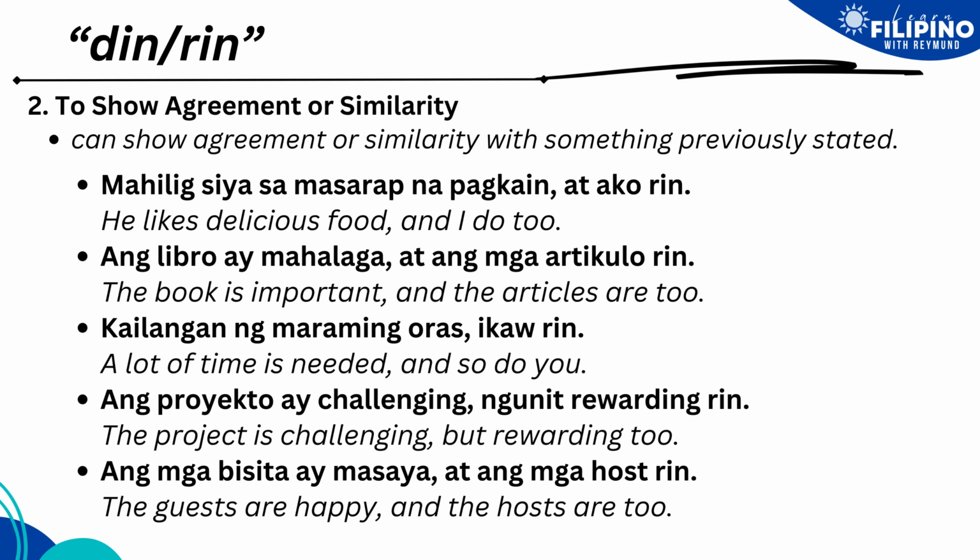Another examples are: Mahilig siya sa masarap na pagkain at ako rin. So mahilig means likes, masarap is delicious, and pagkain is food. So he or she likes delicious food and I do too. Mahilig siya sa masarap na pagkain at ako rin.